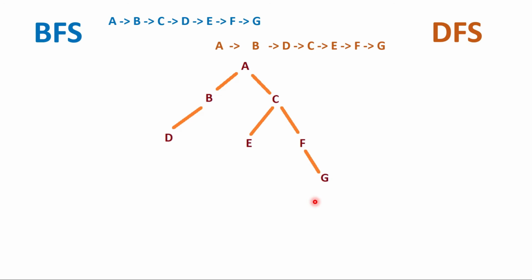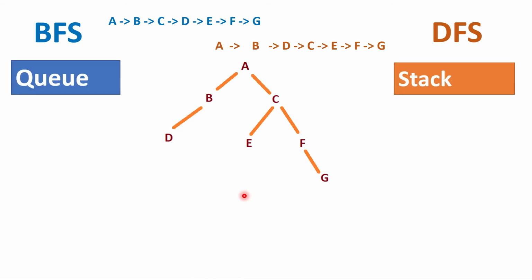So for DFS, it will be A, B, D, C, E, F, G. Now we all know about stack and queue, right? For solving BFS and DFS, stack and queue have one important role to play here. Maybe I have mentioned color-wise which one will fit into what, but if you think, where can we use queue and where can we use stack? So queue we can use for BFS.